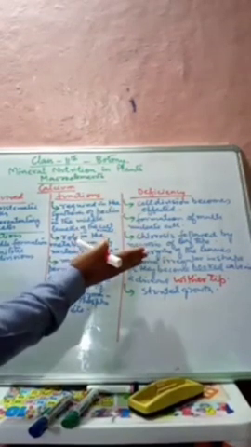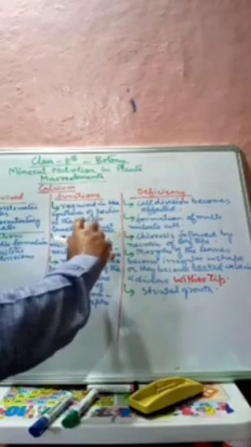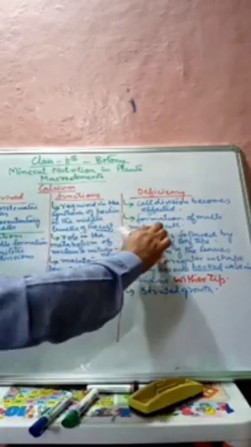Now, when there is a deficiency, spindle formation does not take place, mitotic division does not take place, and we will see the cell division becomes affected. When cell division becomes affected, karyokinesis takes place, cytokinesis does not take place, and multinucleate cells will be formed.